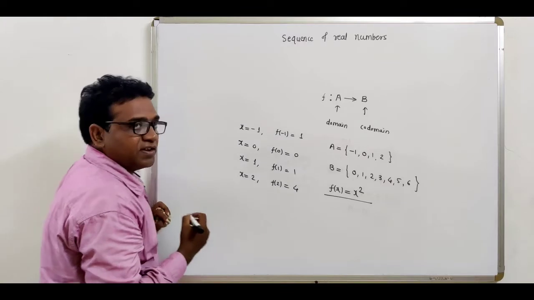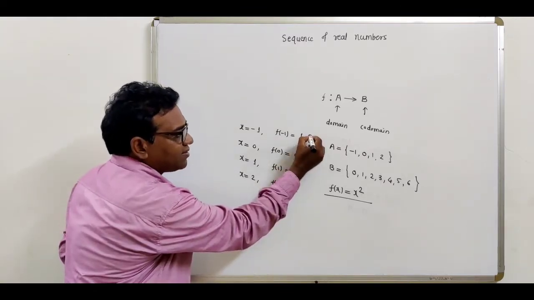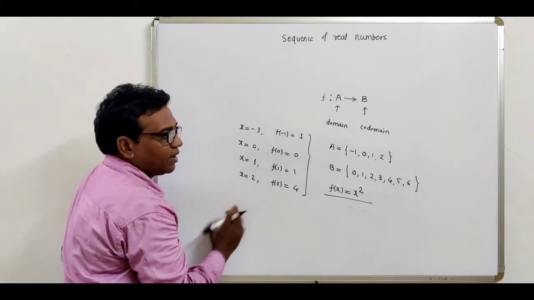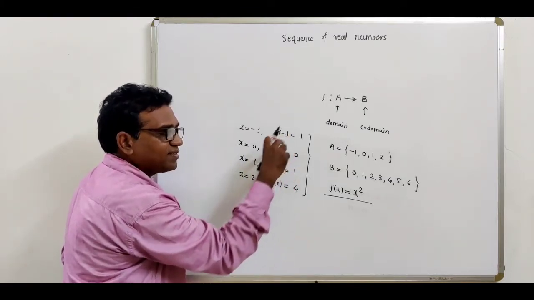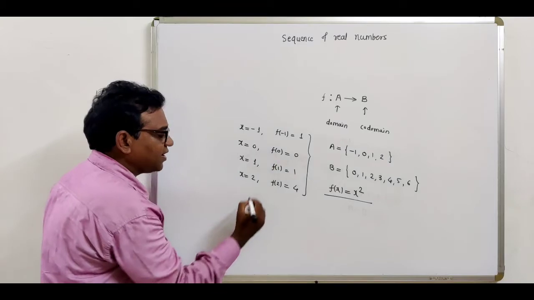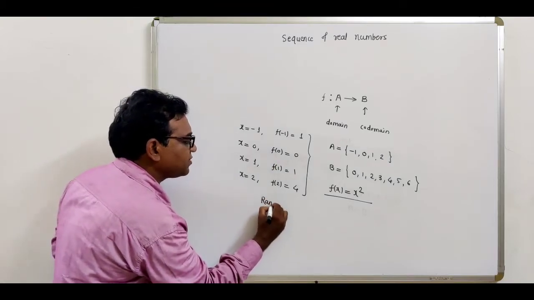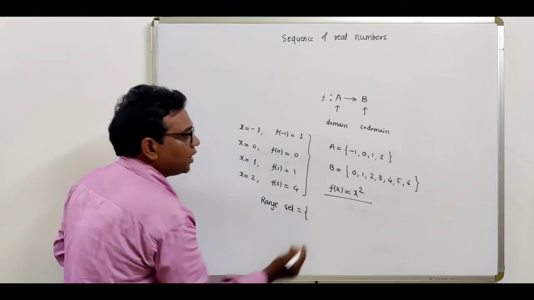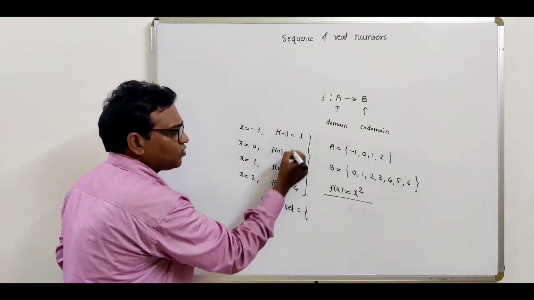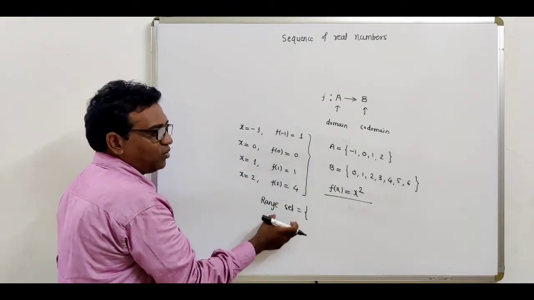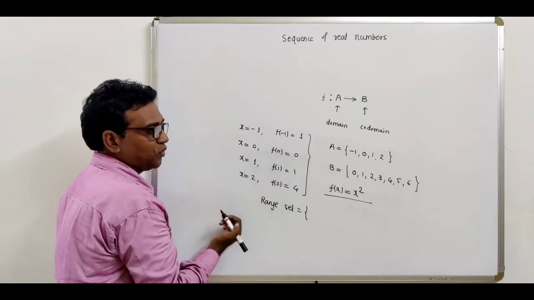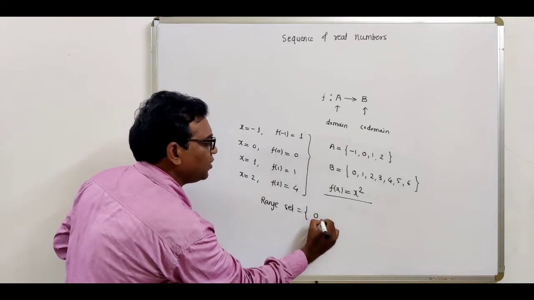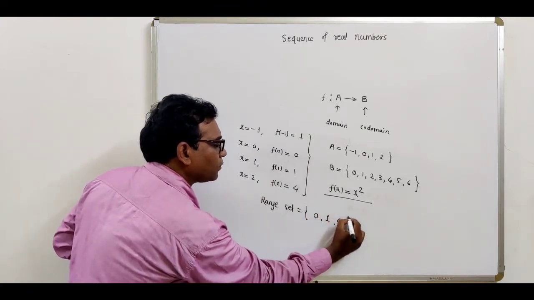Now see, these answers are called the range set. So what is the range? The range set contains these elements. This is a set, so we have to write each element one time only. So the range set contains 0, 1, 4.